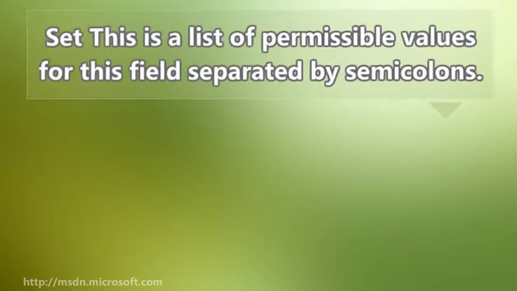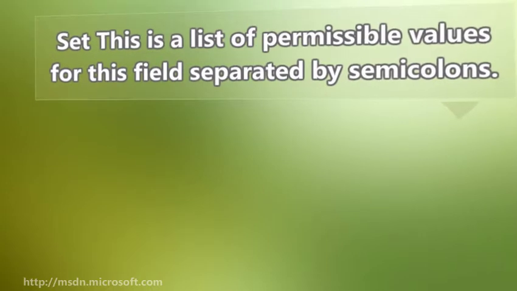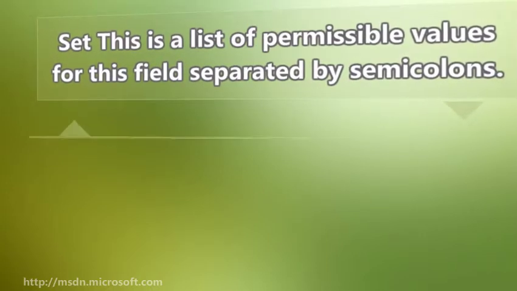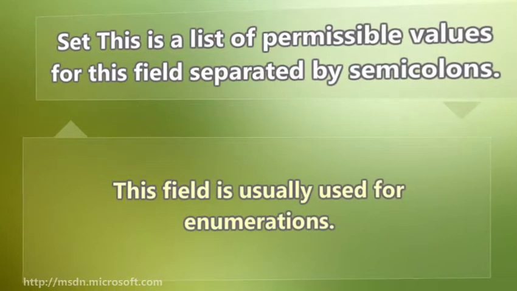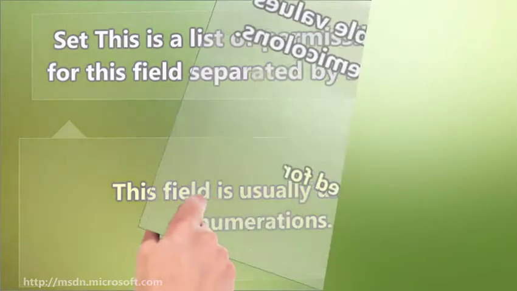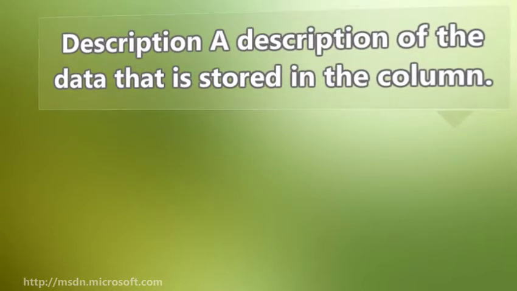Set: this is a list of permissible values for this field separated by semicolons. This field is usually used for enumerations. Description: a description of the data that is stored in the column.